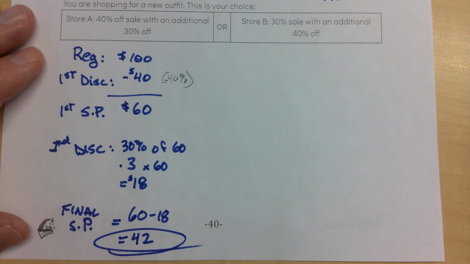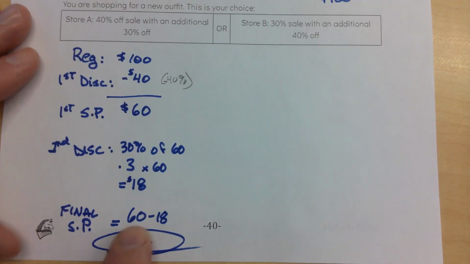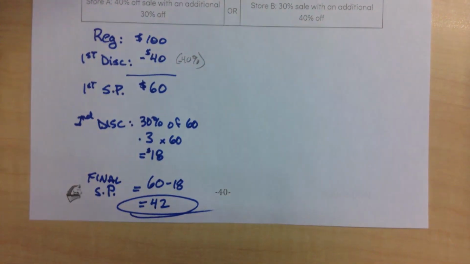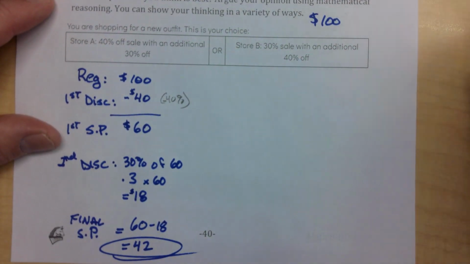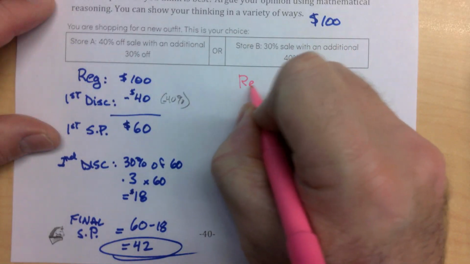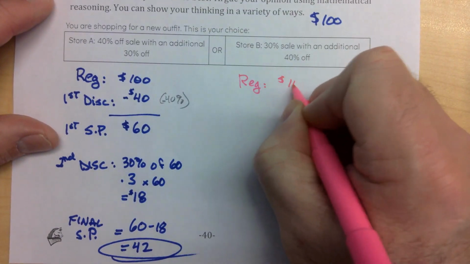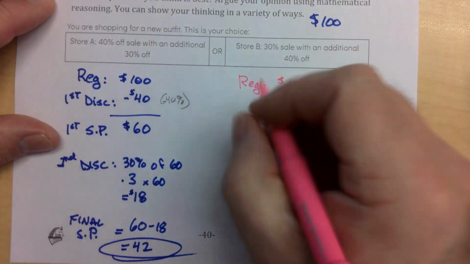Okay, sorry, I was off the screen there. The final sales price is 60 minus 18. Just going to zoom out a bit so I don't have to worry about that. Is 42. All right, now let's compare. Regular price. Again, start with $100. You have to make a fair comparison, right? So you got to start at the same place.